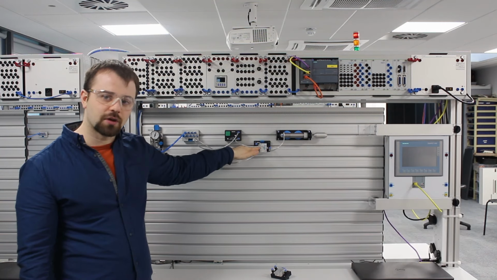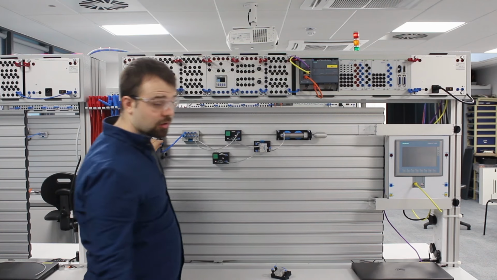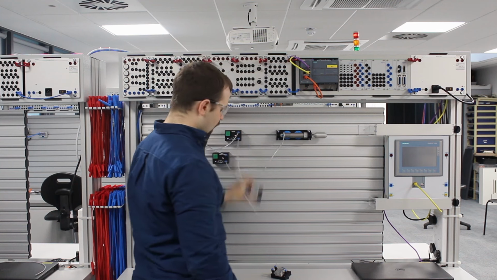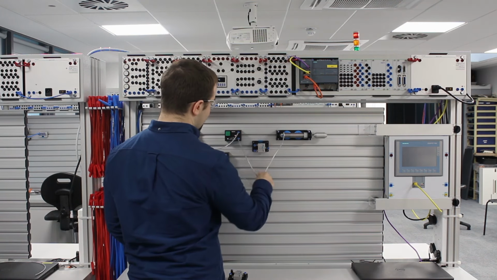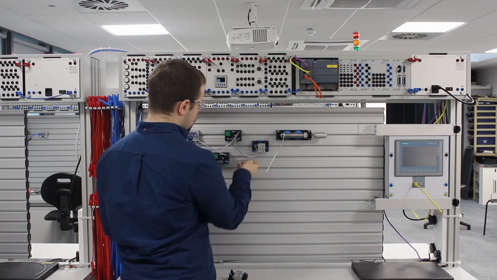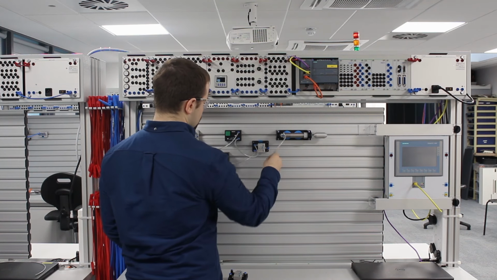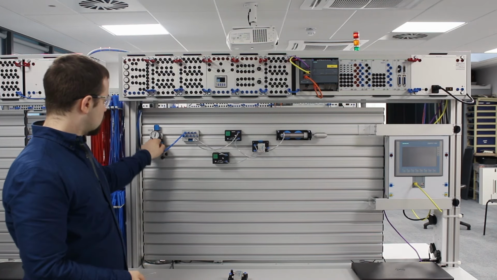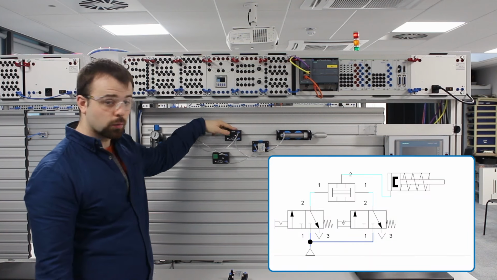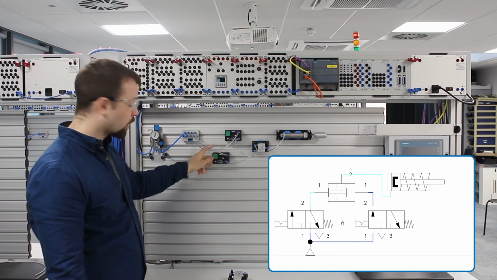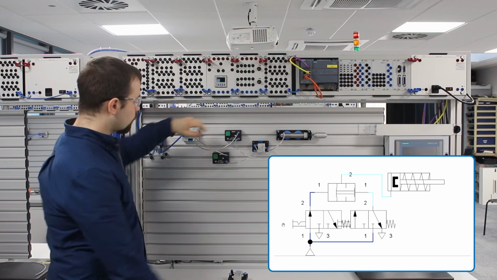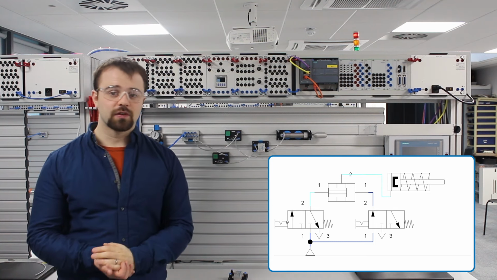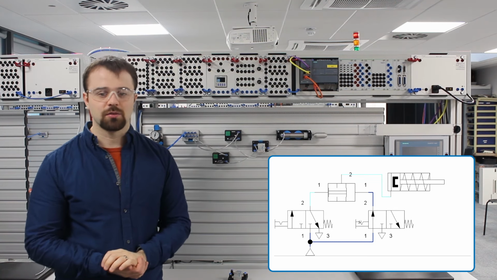What happens if we swap this out for an AND logic gate? Well, I'll start by turning off the air supply, then I will unplug the OR and plug in the AND. Can we guess what's going to happen when we start the simulation? Turn on the air. Button 1. Nope. Button 2. No. But both buttons together, now the cylinder moves. So that's just a brief introduction to how to use AND and OR logic gates in pneumatic circuits.